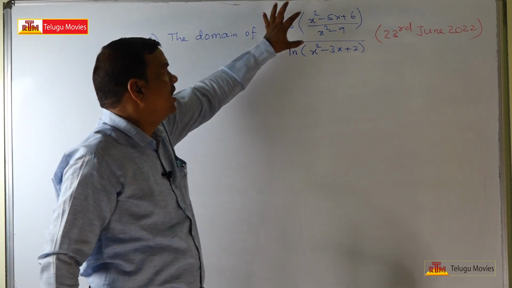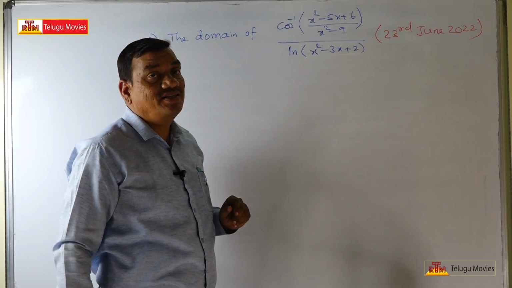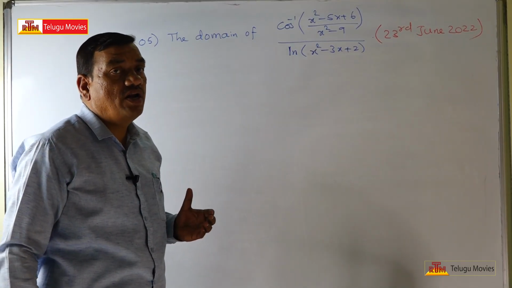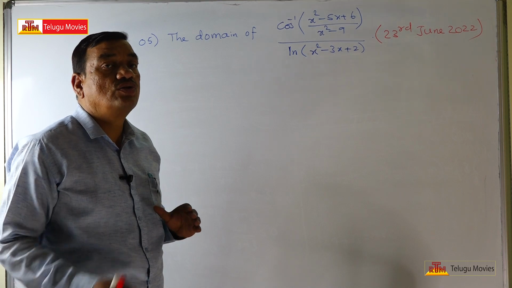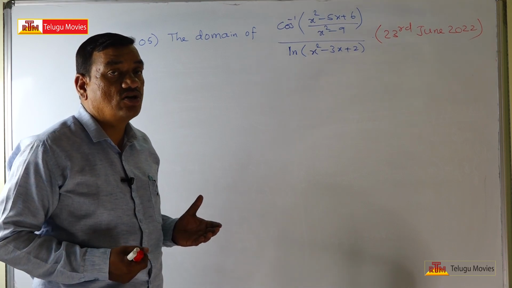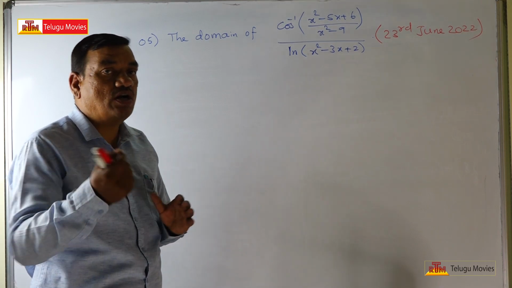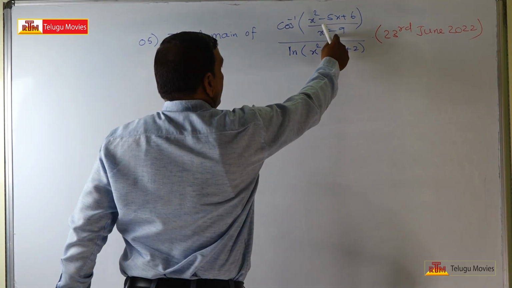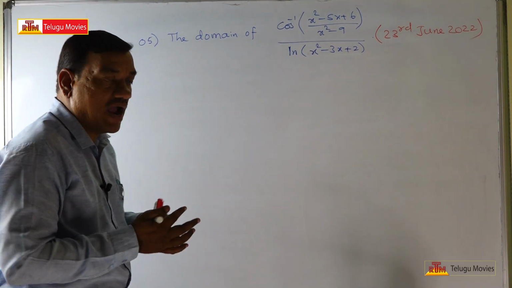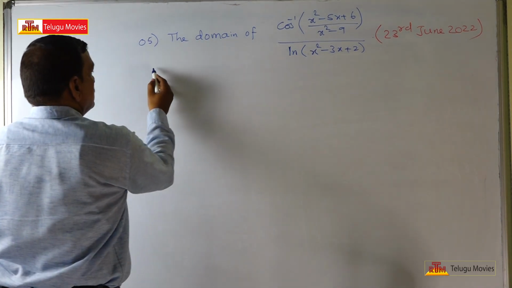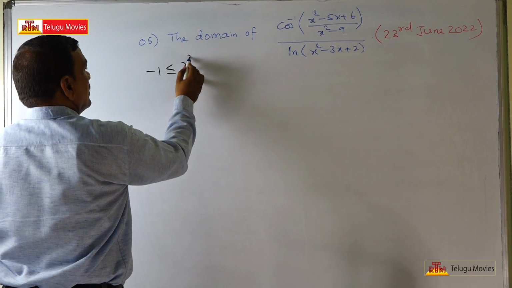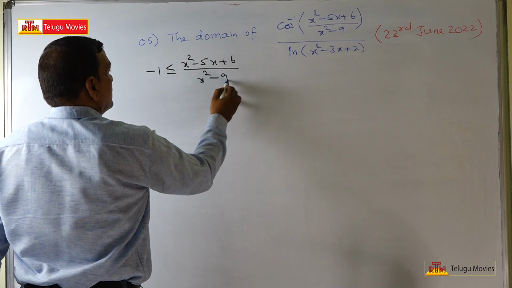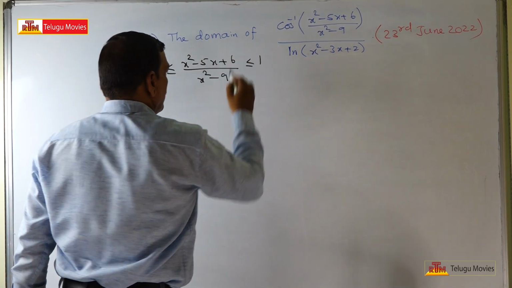First you see the numerator. The numerator is an inverse trigonometric function, that is cos inverse. What is the domain of cos inverse of theta? The domain of cos inverse of theta is -1 to +1. That means whatever the value here, it should lie between -1 and +1. That is, -1 less than or equal to (x square minus 5x plus 6) by (x square minus 9) less than or equal to 1.